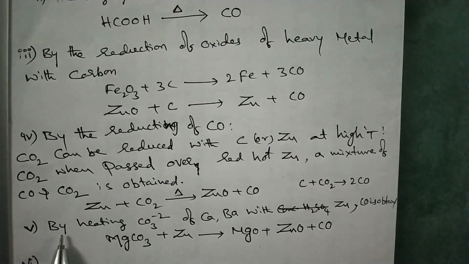Next, by heating carbonates like calcium carbonate, barium carbonate, or zinc carbonate, they react with zinc to form the respective oxides, such as magnesium oxide, zinc oxide, and carbon monoxide. So carbonates react with zinc to form metal oxides and carbon monoxide. This is also another preparative method.